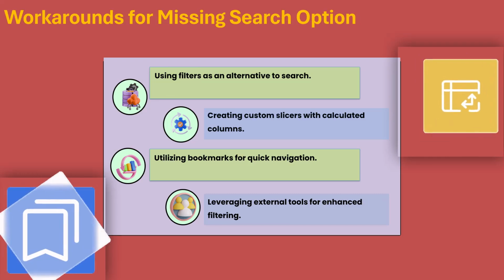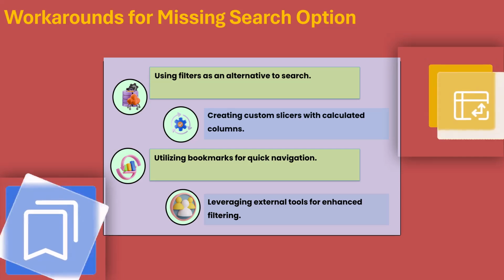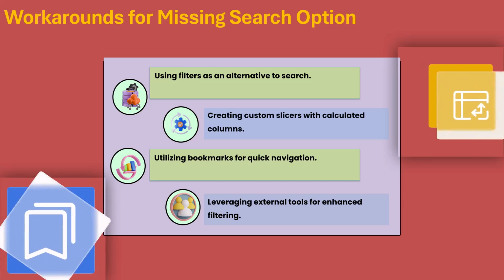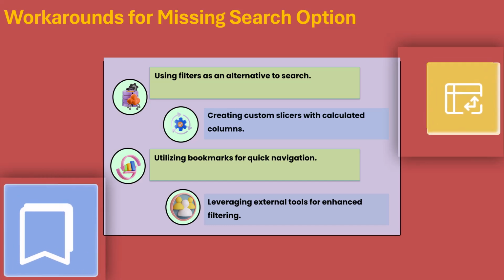When life gives you lemons, make a workaround. Since slicers lack a built-in search, users have become quite inventive. Filters serve as a decent alternative. Custom slicers using calculated columns can do the trick, and bookmarks provide a quick navigation method. Some folks even turn to external tools, because why settle for frustration when you can get creative?